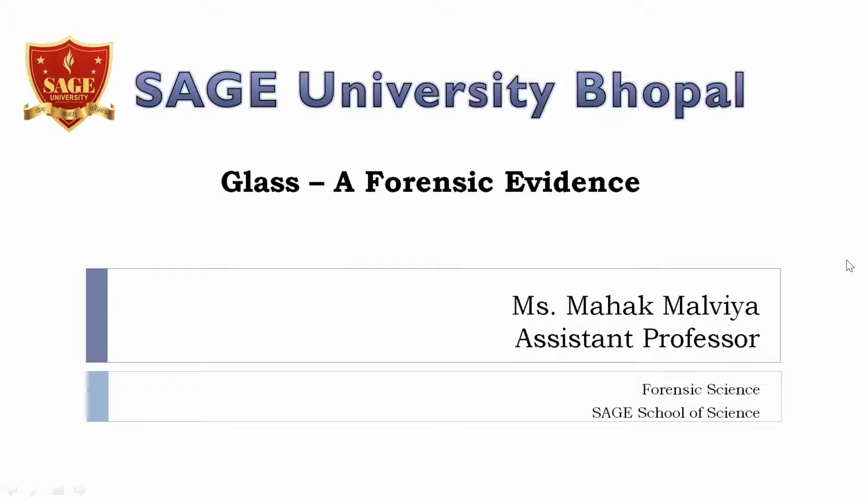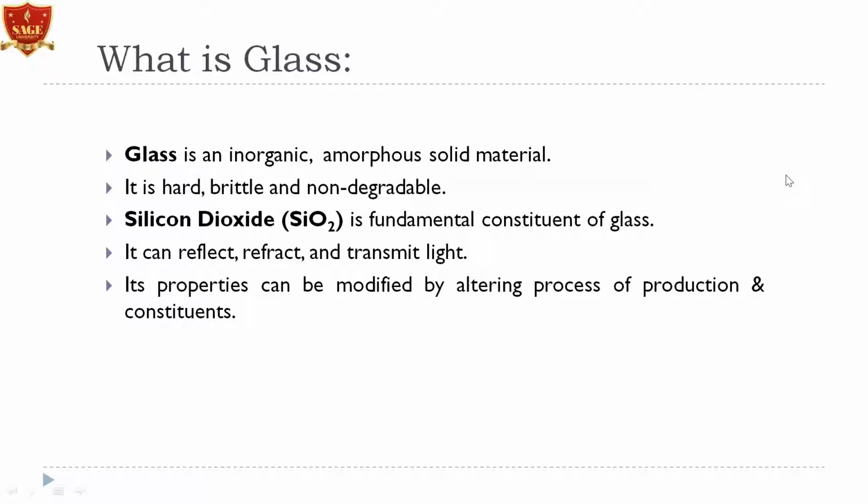Today we are going to talk about glass as a forensic evidence. We see glass in our day-to-day lives, and as you know, we eat, we see through the windows, we drive through the cars, that all the surfaces that we use are made up of glass itself. Glass is an inorganic amorphous solid material. It is hard, brittle, and non-degradable in nature.